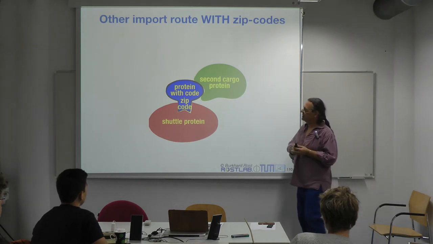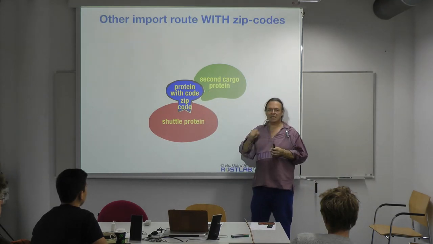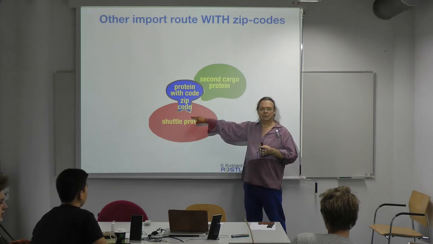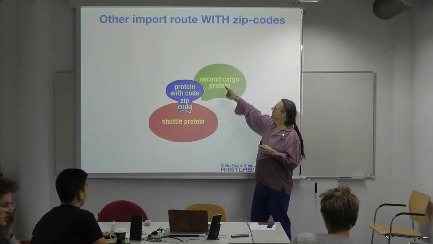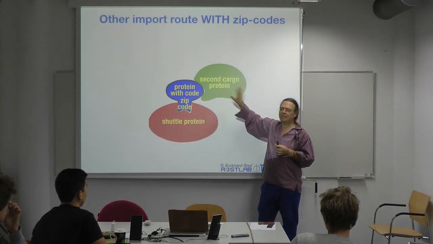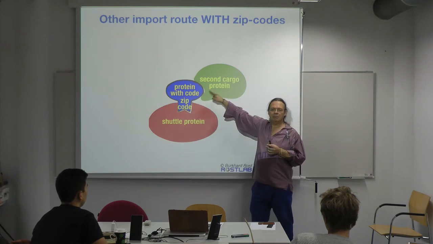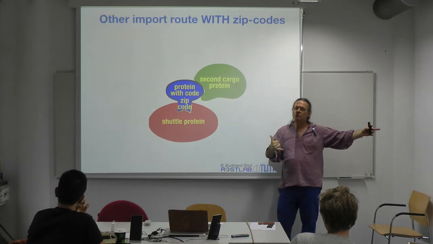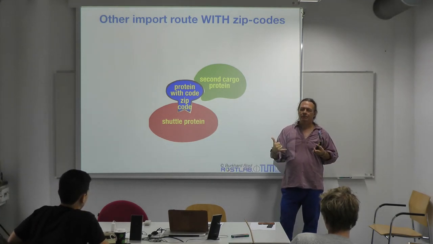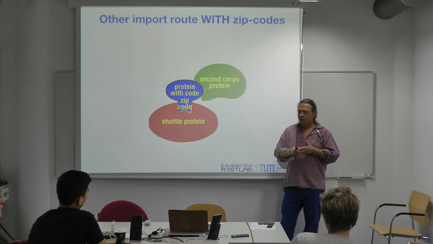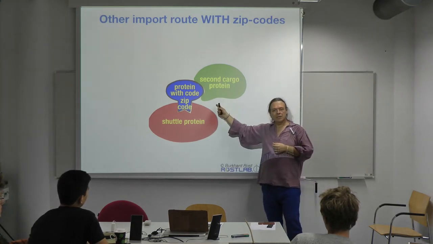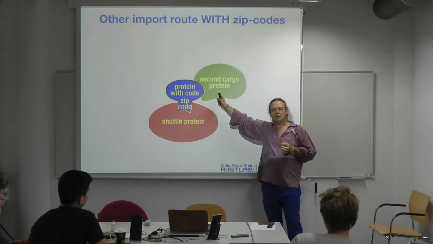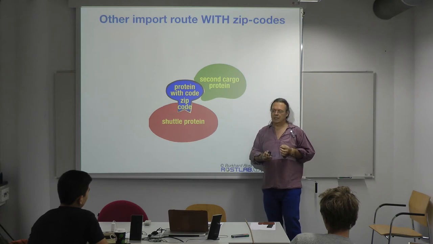So what I'm talking about is this way. Here my blue protein is the one that has the zip code. My blue protein binds to the shuttle, and then we go somewhere. This is the cargo. The green protein does not have a zip code, but it binds to the blue. Since blue has the zip code, green essentially gets the same treatment, simply by binding. Okay? So in that model, the hypothesis would be that a lot of the unexplained subcellular localization is this secondary cargo. So protein-protein interaction.